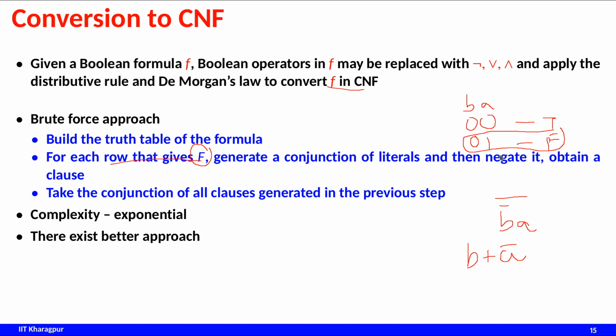So this is with respect to one entry, and I have to do it for all the entries, and then we have to do a logical AND of all those clauses. So that will give me the CNF. But the issue with this approach is that the complexity will be exponential, because I have to enumerate the whole truth table, and there exists a better approach to address this issue.